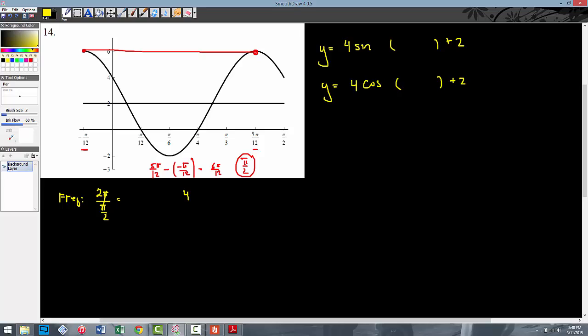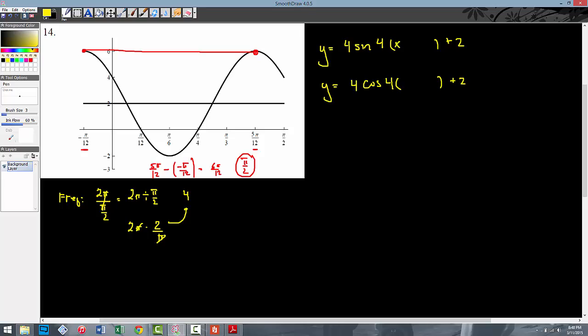And if you don't believe me, check this out. 2 pi divided by pi over 2 is the same thing as 2 pi times 2 over pi, because you just flip the second and multiply. Goodbye to the pi's, you get 4 after 2 times 2. So the frequency for both functions is 4.